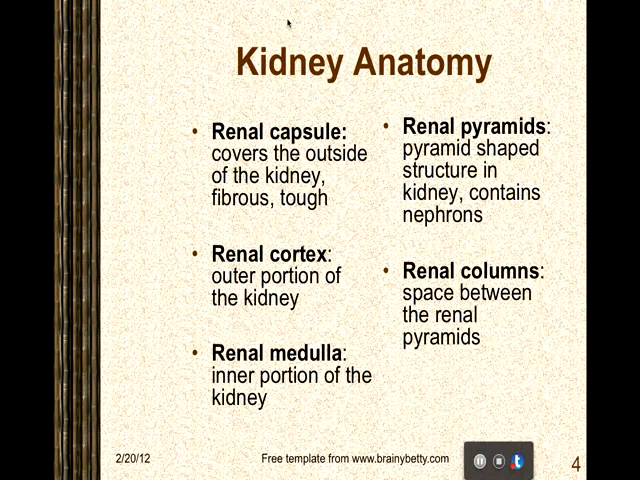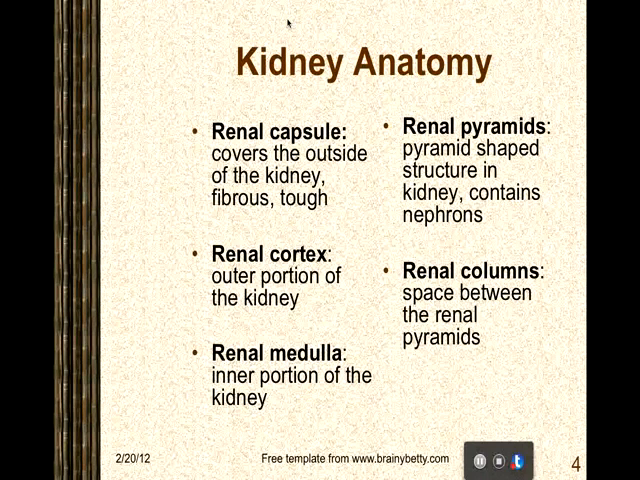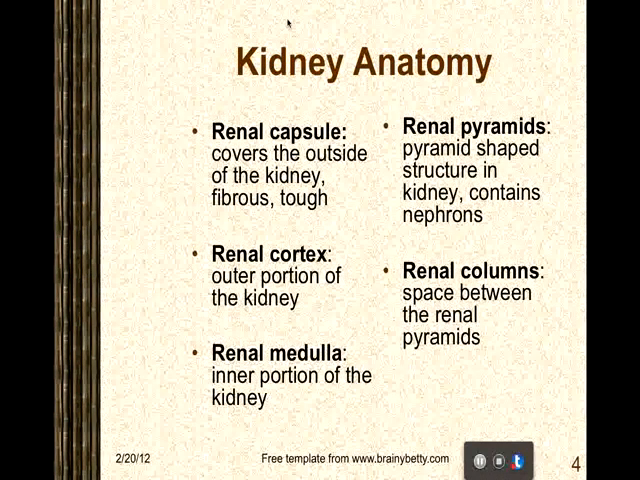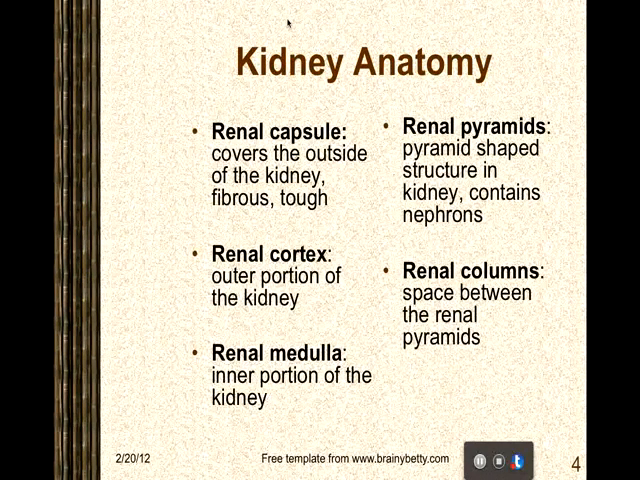The outside is covered with a fibrous, tough renal capsule. The outer portion of the organ is the renal cortex, while the middle or inner portion of the organ is the renal medulla. Within the kidneys there are pyramid-shaped structures called renal pyramids. These contain the nephrons, or filtering structures. The renal columns are the spaces between the renal pyramids.